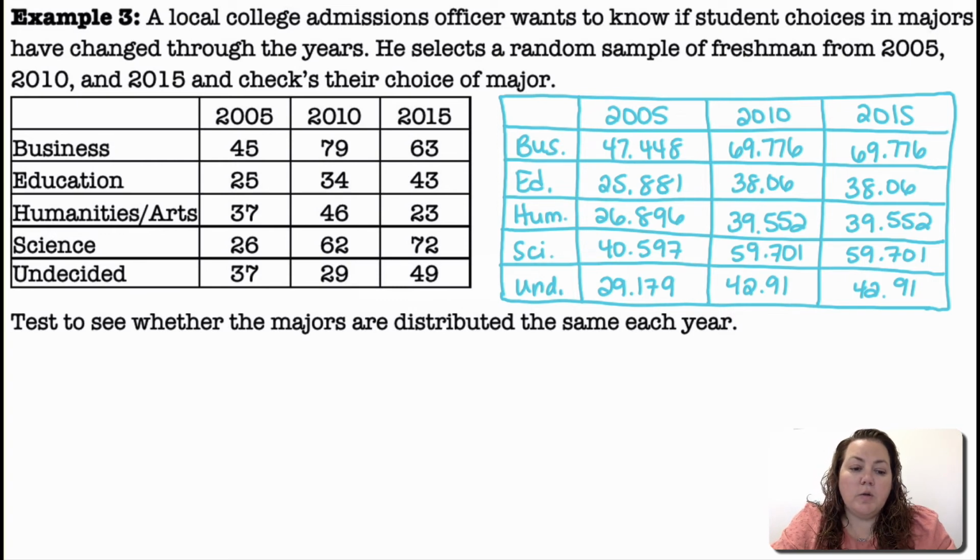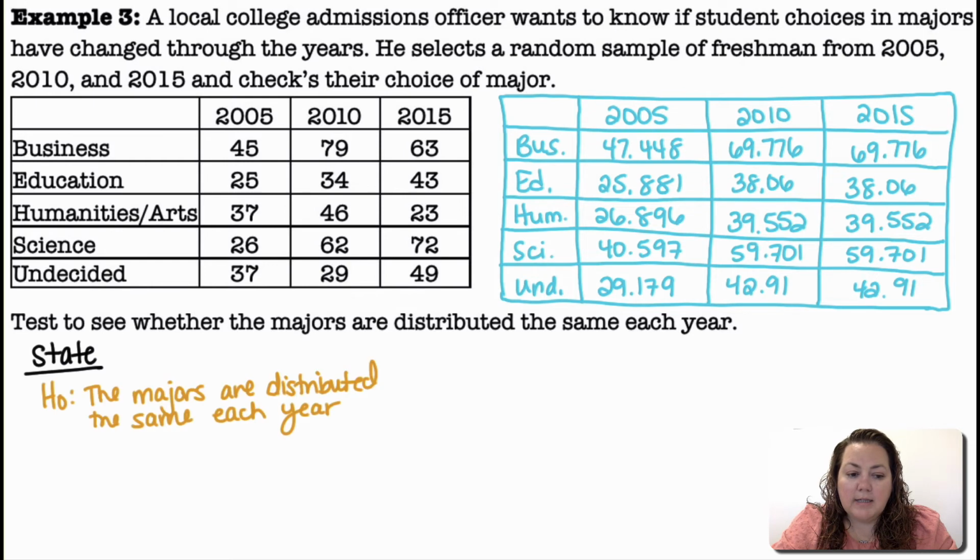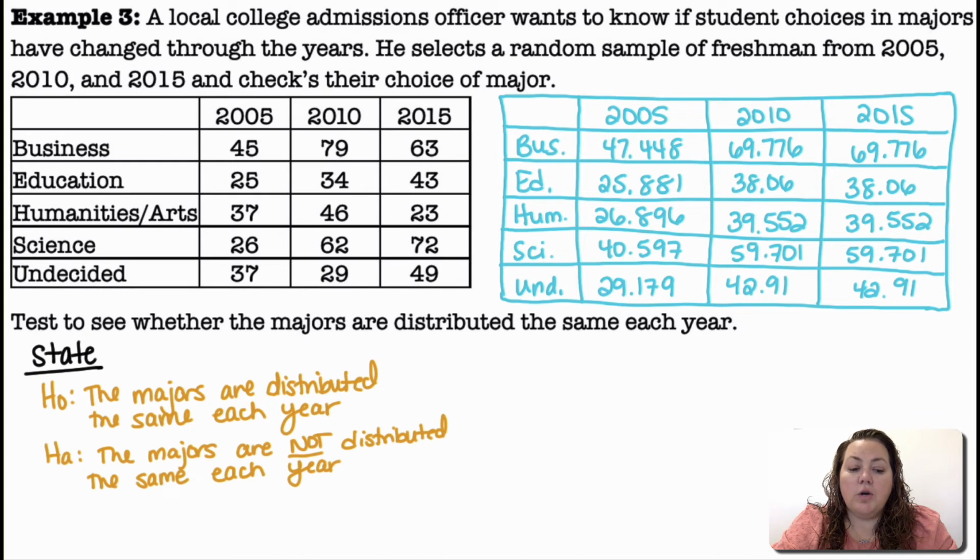It is required that you list out all of your expected values. All right, state. The null hypothesis would be the majors are distributed the same each year. The alternative would be the majors are not distributed the same each year.